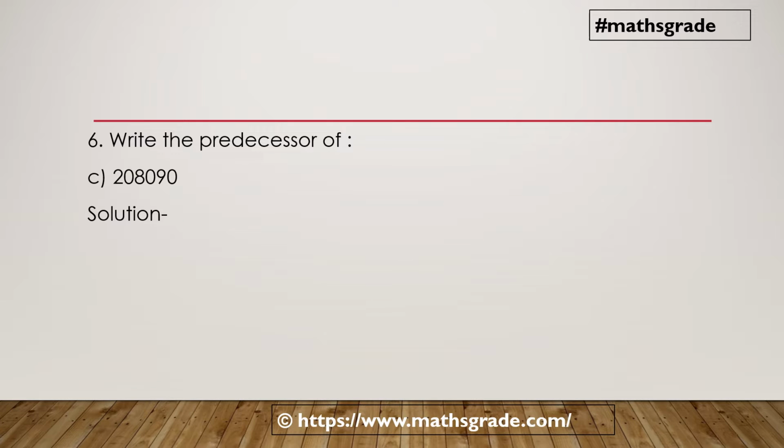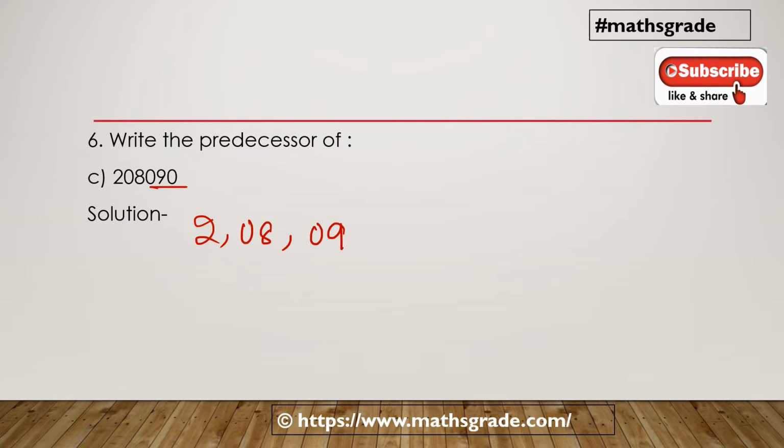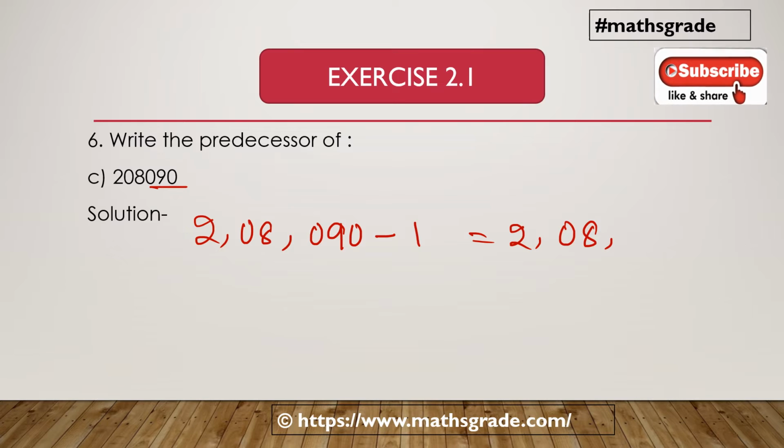Now question number 6, third bit C. Write the predecessor of 2,08,090. We know predecessor is the previous or before number. We have to subtract 1 from this number. So predecessor of 2,08,090 will be 2,08,090 minus 1, and it is 2,08,089. So 2,08,089 is the predecessor of 2,08,090.